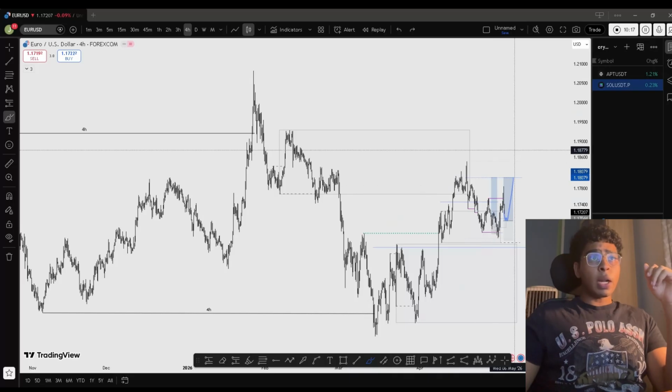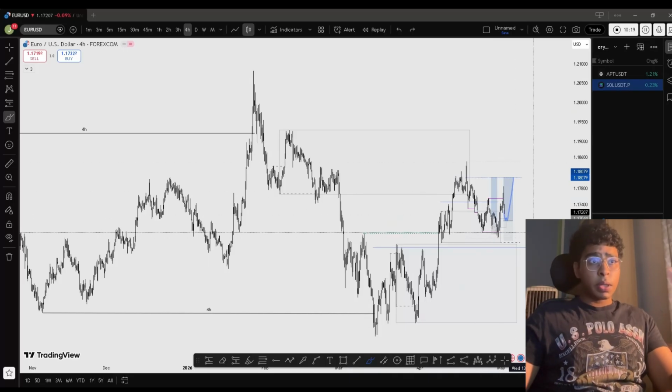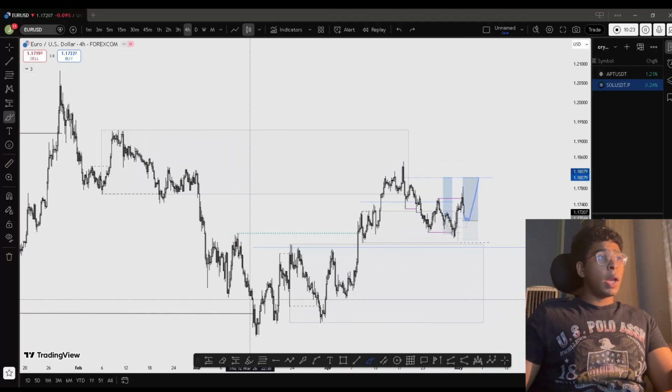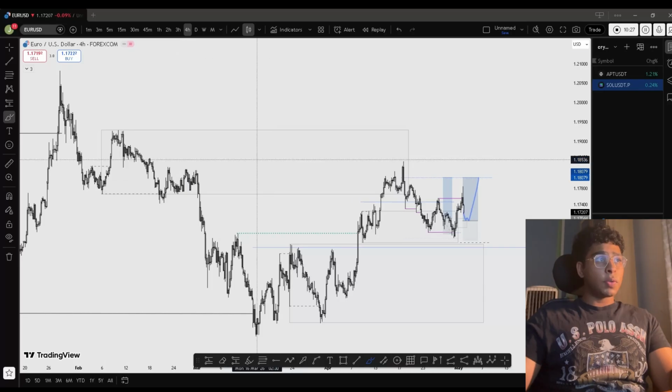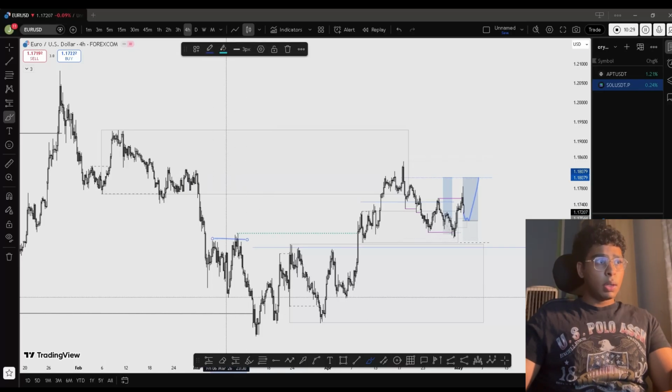Again, after the change of structure, I will look for shorts, but it's not ready for shorts. That is what my structure is telling me. Because again, what do you see here? We had a break of structure above, liquidated this low, went up higher. So this is my strong area of demand.